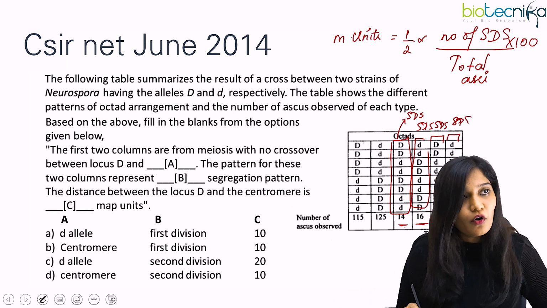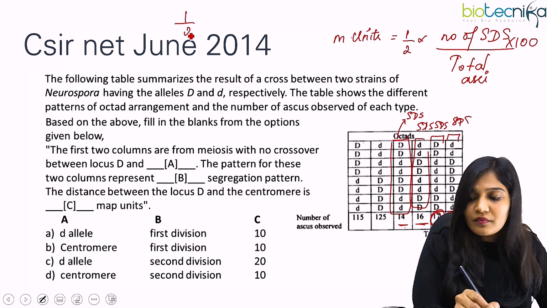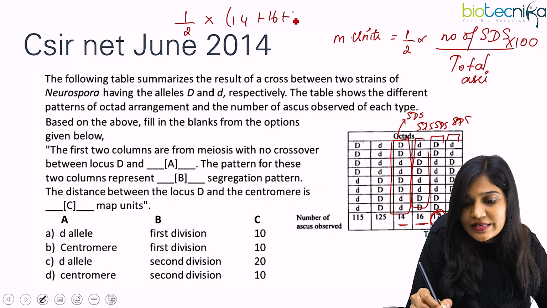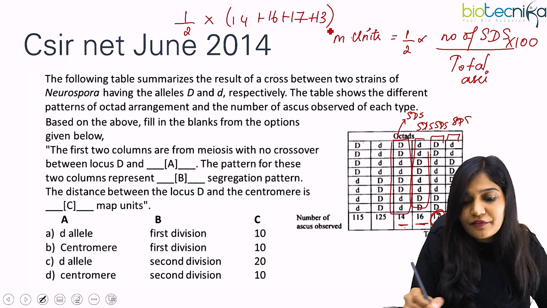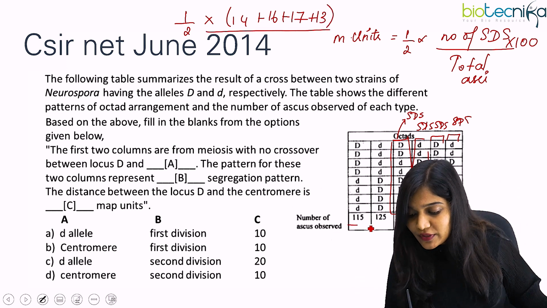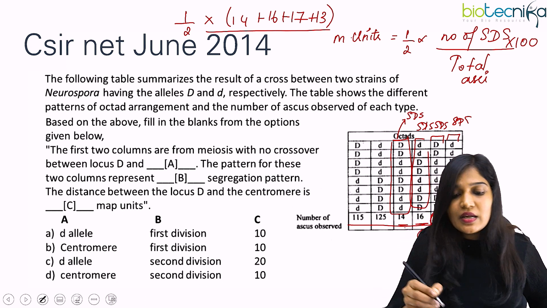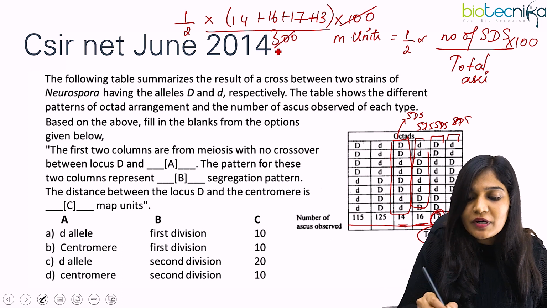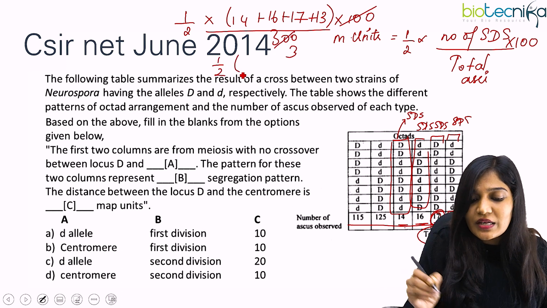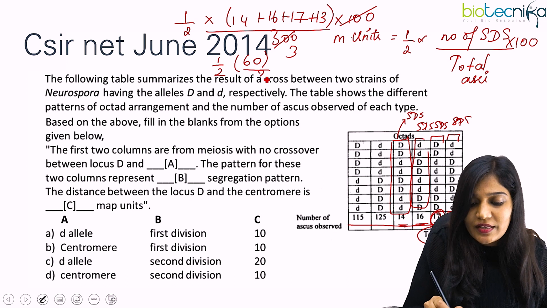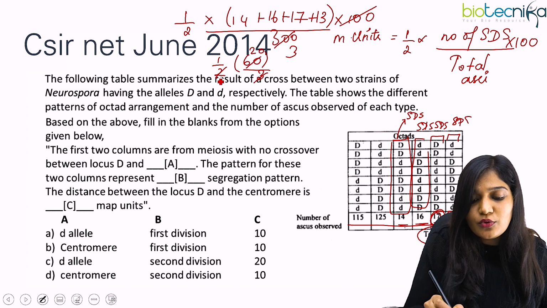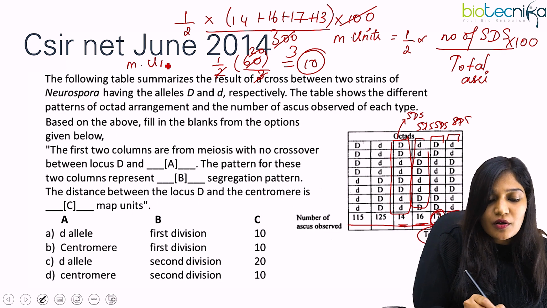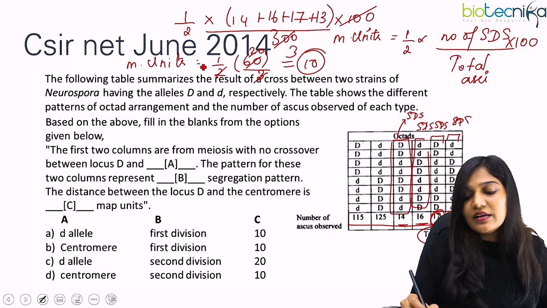So if I have to write the formula for this one, it is half into 60, that is 14 plus 16 plus 17 plus 13, divided by the total. The total you have to calculate in full. They have given 300. Divided by 300 into 100. That's all. If you do it, it becomes 3 and 1 by 2. It is going to be 60 by 3, so it's going to be 20, and half of that is 10. So the map units for the ordered tetrad here is 10.